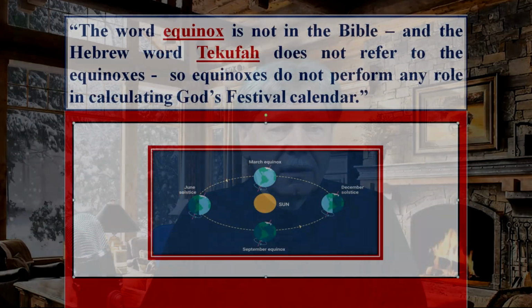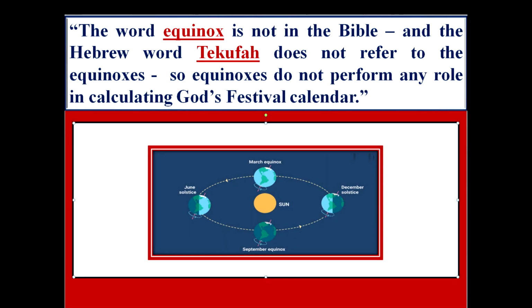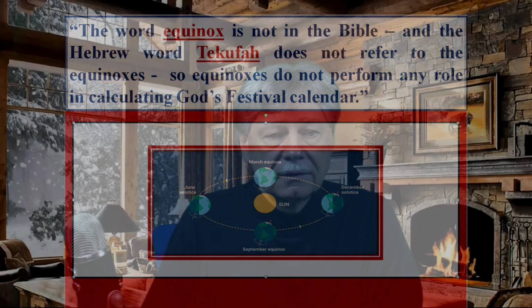And when discussing God's calendar and equinoxes with church groups, I can guarantee you, because I've been there, I know what I'm talking about, that there'll be one calendar enthusiast who will jump up and say something like, the word equinox is not in the Bible, and the Hebrew word tikva does not refer to equinoxes. So equinoxes do not perform any role in calculating God's festival calendar.